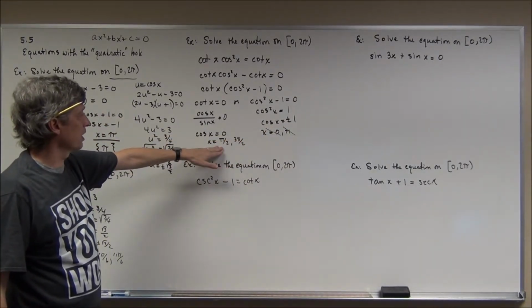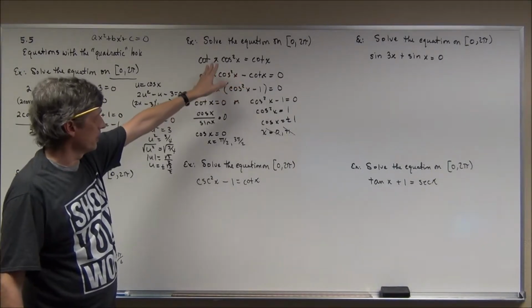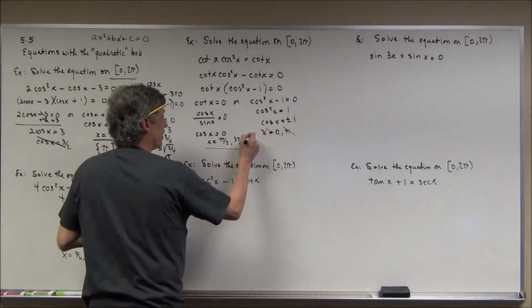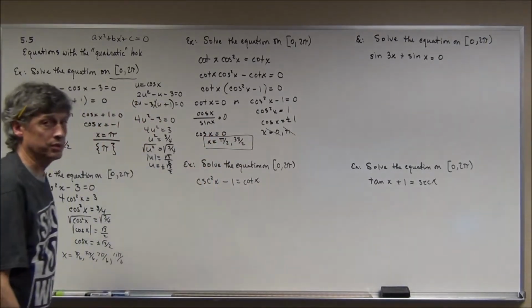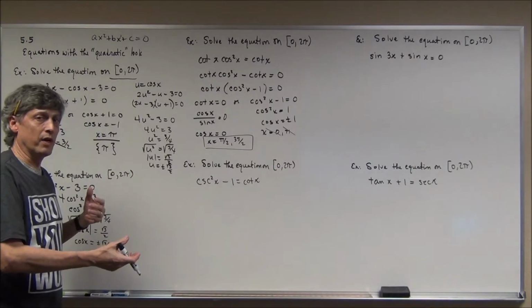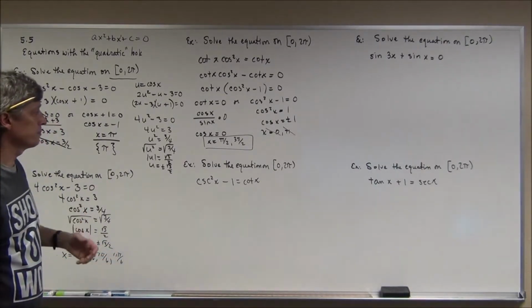Over here, though, if I plug these in, I'll be fine. I'm going to get 0 equals 0 on both sides. I have 2 good answers right here. Check your answers, especially when you have factors containing the variable on both sides of your equation.